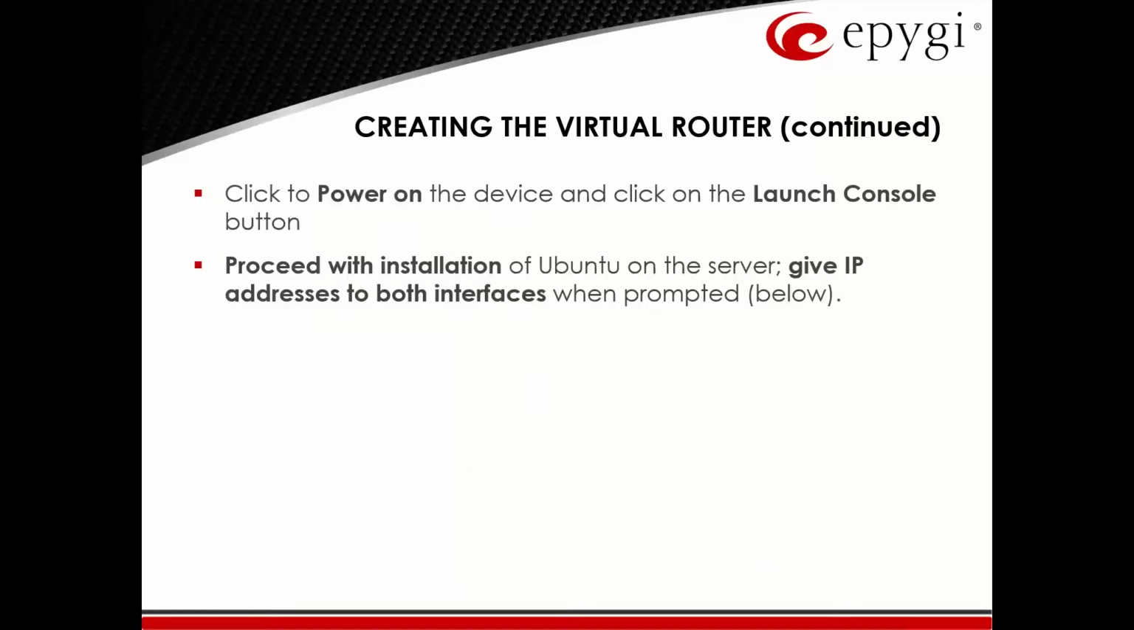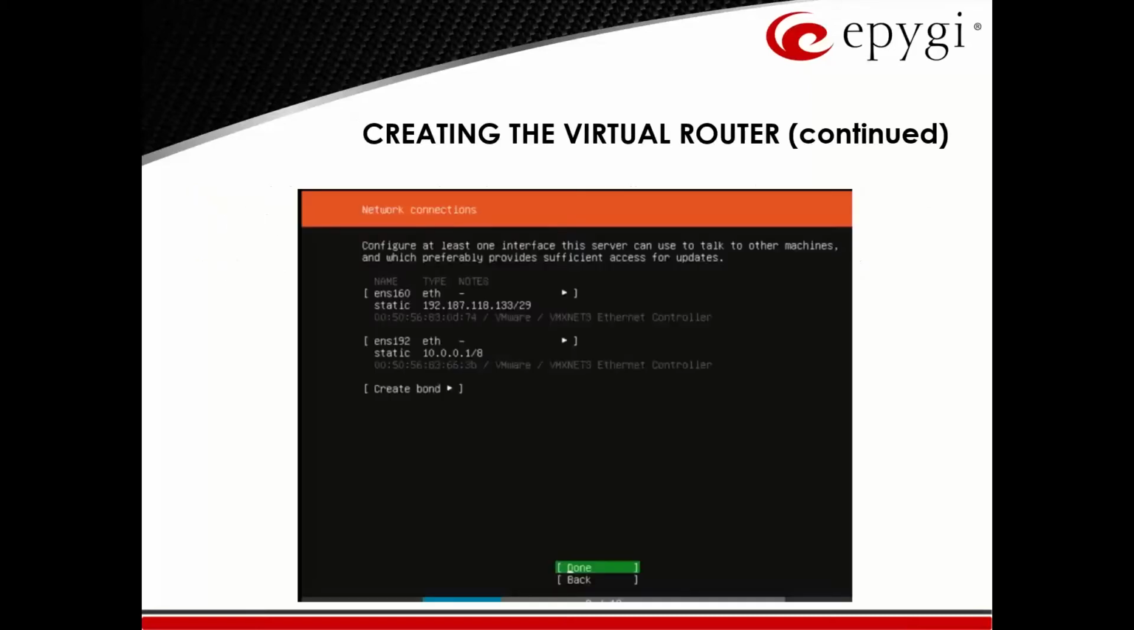On the newly installed device, right-click to power it on and follow the instructions on the screen to complete the installation. Proceed with the installation of the Ubuntu on the server and give IP addresses to both interfaces when prompted, as seen below. The two interfaces.